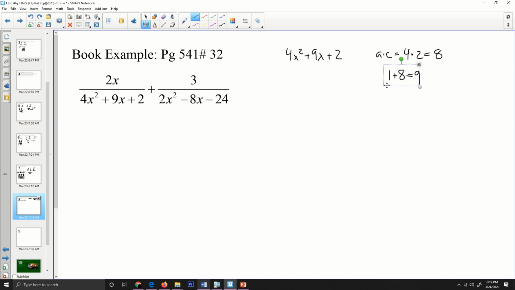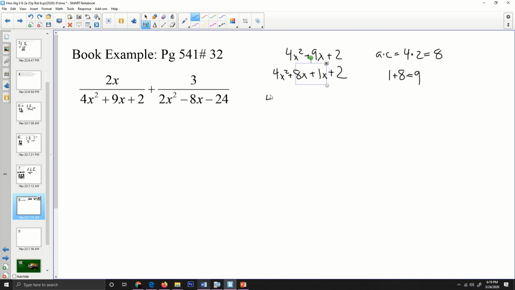So I can factor this thing, and I think I'm going to flip these, and go 4x squared plus 8x plus 1x plus 2. Now, again, you would never write 1x as a final answer, but just for right now, we're not actually finishing this problem. So I'm going to leave it there for now. And let's see here. I'm going to group these first two.